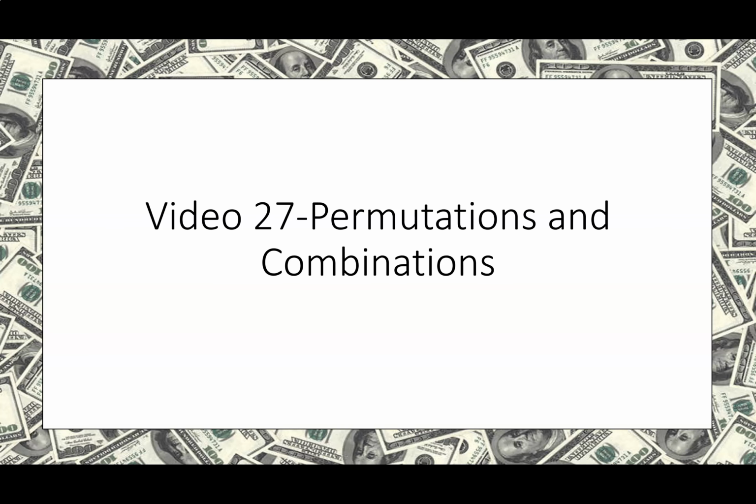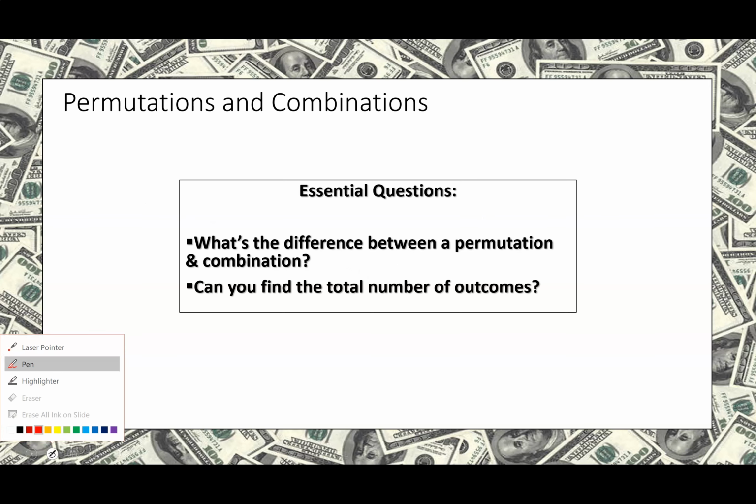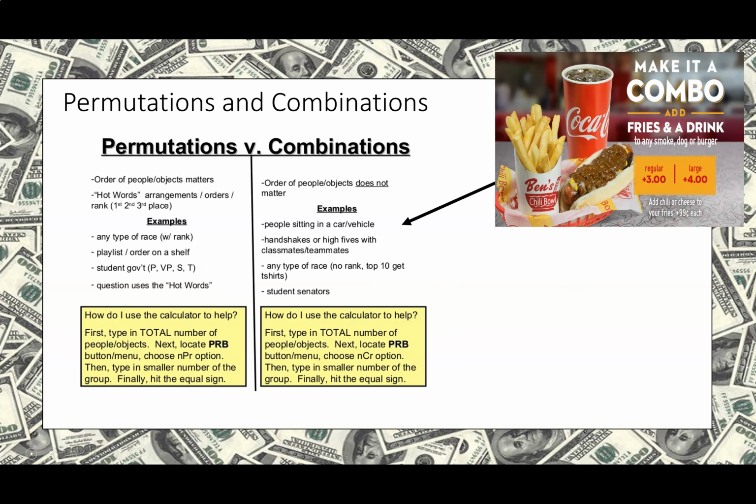It's time for video 27, permutations and combinations. All right, we've got two essential questions here. The first being, what's the difference between a permutation and a combination? And then can you find the total number of outcomes? The reason why the first question is so important is because if we can't tell the difference between the two, we cannot choose the right formula. And the formulas are different.